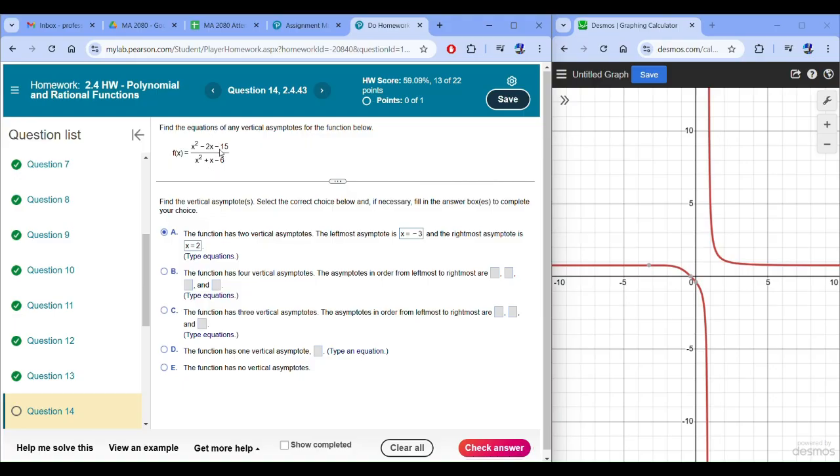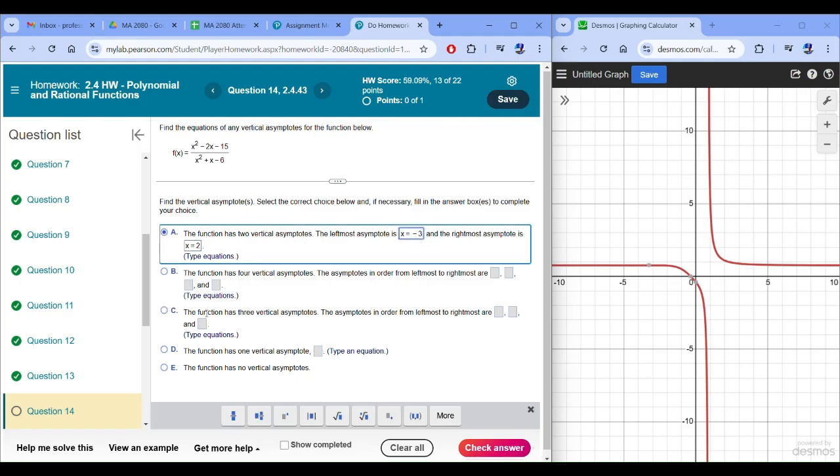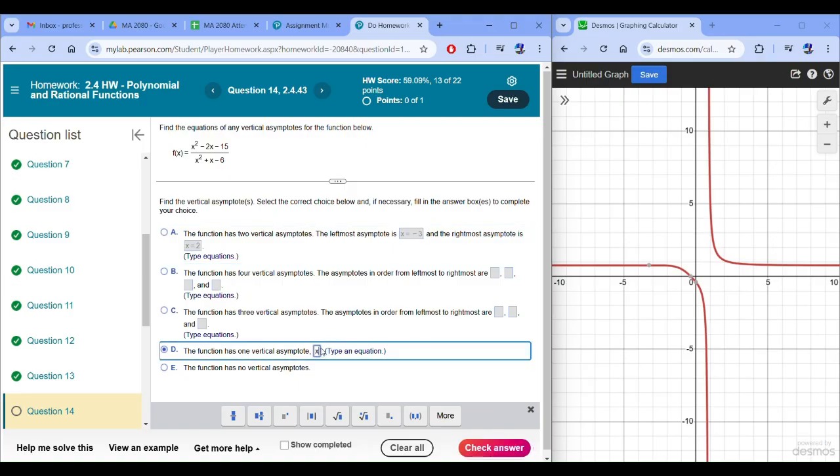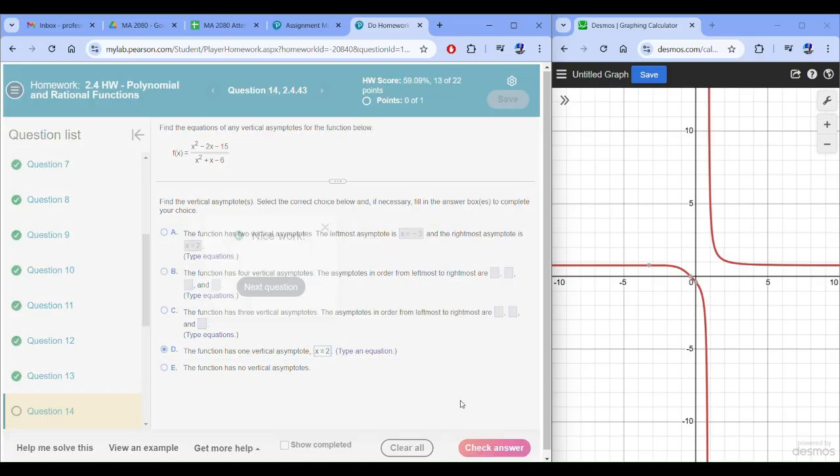Oh, but up here something's going to cancel out. This is what multiplies to 15, 5, and 3. The 3's cancel out. There is one vertical asymptote at x equals 2 because the numerator and denominator, when factored, simplify. I didn't see that.